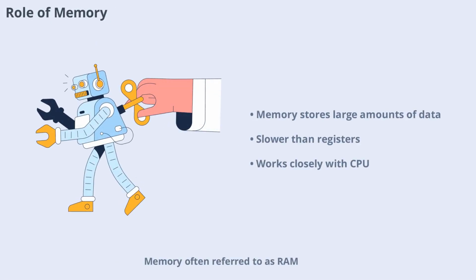Memory, often referred to as RAM, is where data and instructions are stored for quick access by the CPU. Unlike registers, memory can hold much larger amounts of information, but it is slower. When the CPU needs data not already in a register, it retrieves it from memory via the bus. This process is fundamental to running programs and managing tasks efficiently. Next, we'll see how these components interact during a typical data transfer operation.